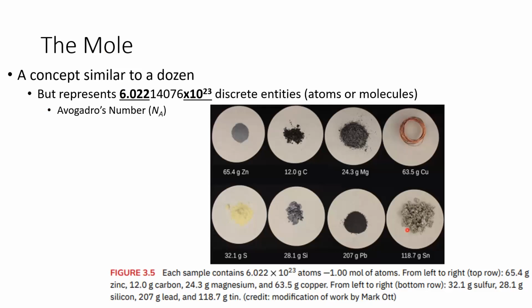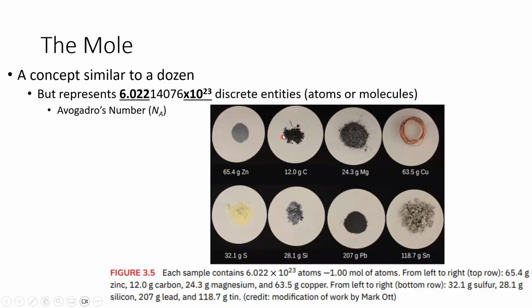But we're never going to be working with just a single atom of a sample. We're always going to have a much larger collection of atoms or molecules, depending on what the substance is. But because these molecules are all going to weigh different, we can't just use the mass to directly relate one with the other. So if we look at the image here, in each of these samples, we've got just elemental zinc or carbon, magnesium, copper, sulfur, silicon, lead, tin. And you can see the mass that we have in each of these samples.